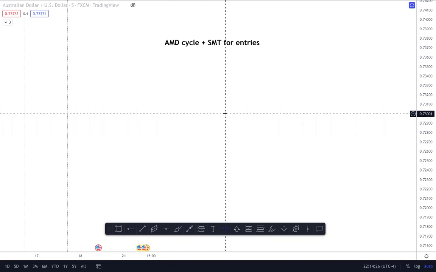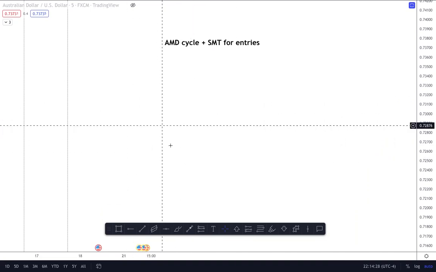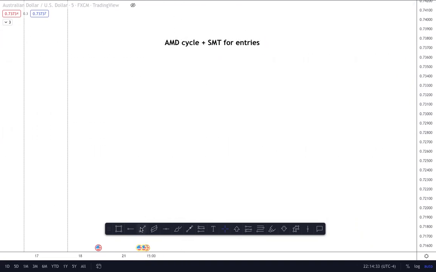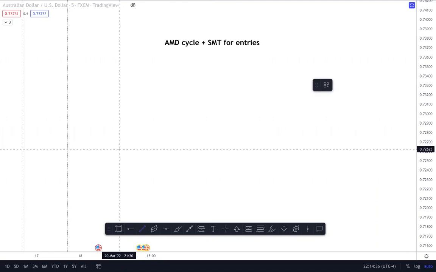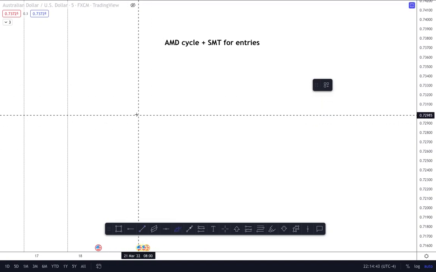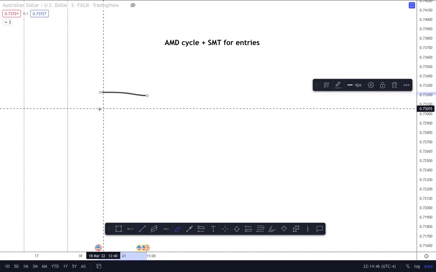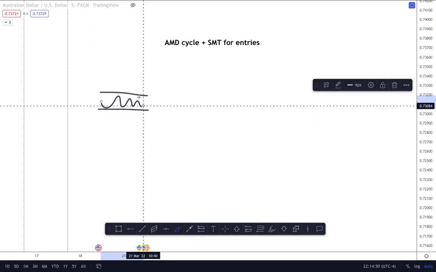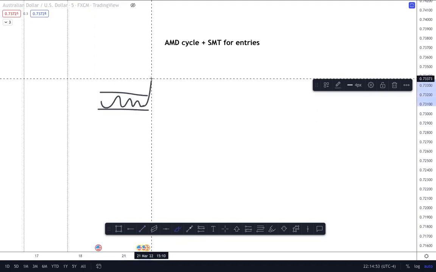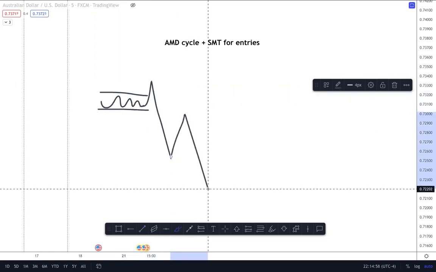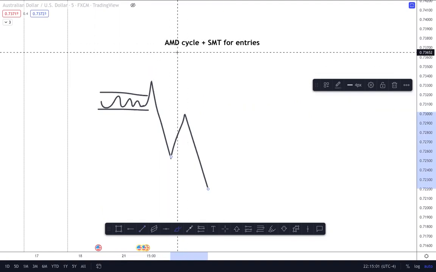We're not going to sugarcoat anything, but first we're going to look at a couple diagrams real quick. So how and what does the AMD cycle look like? It's a very simple pattern. A lot of you have probably seen it before. People have looked at it from two different perspectives, so I'm going to draw it out two different ways. The first way is price is generally in a range. We see the accumulation, we see the manipulation, and then we see the distribution. That is kind of how we recognize the AMD cycle.